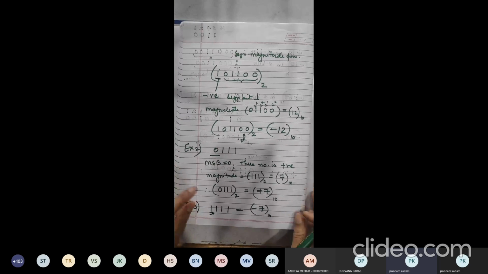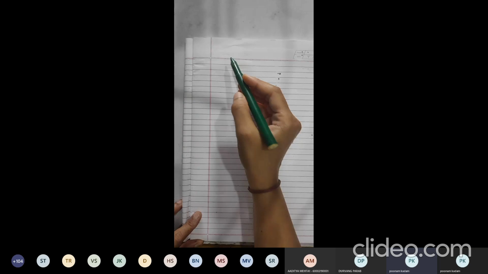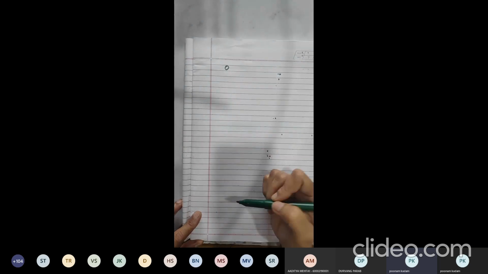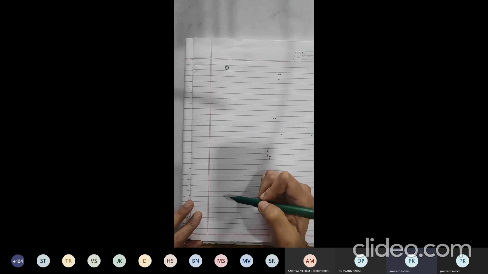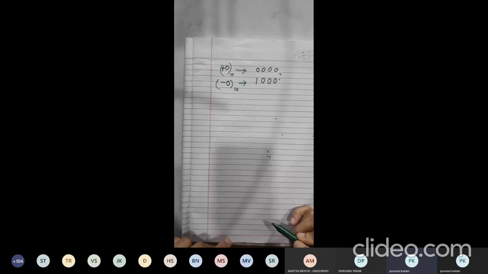But the problem with this representation is that there are two ways to represent 0. How will you represent number 0? Let's say we want to represent it using 4 bits. Decimal number 0 we can write as 0, 0, 0, 0 in 4 bits. And we can also write it as 1, 0, 0, 0 in 4 bits. This becomes plus 0, this becomes minus 0. This is in sign magnitude form.